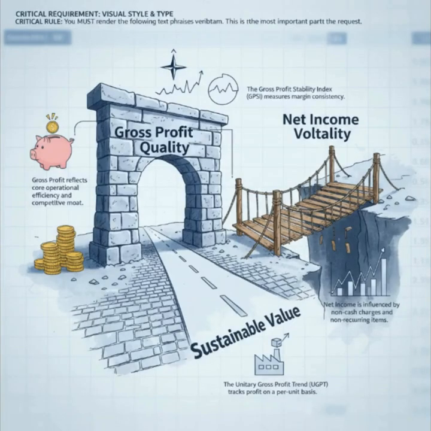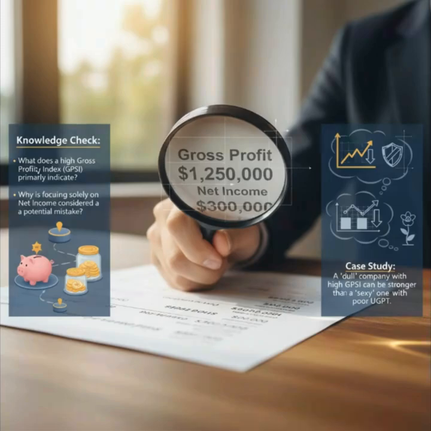Next, we zoom in further with the Unitary Gross Profit Trend, or UGPT. Instead of looking at the total profit, we analyze the gross profit generated per unit of product sold, or per customer served. If this number is consistently increasing, it signals genuine operational leverage. The company is becoming more efficient and profitable with each sale. This combination of a high GPSI and a positive UGPT is a powerful indicator of a superior business, often before the broader market takes notice.